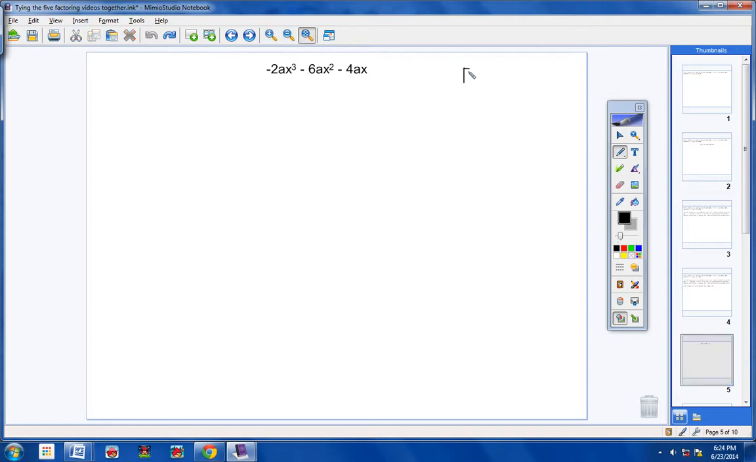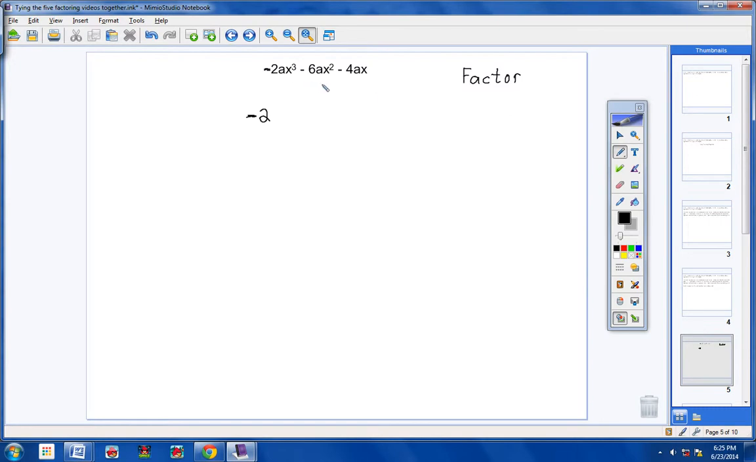Now, on a test or a quiz or a problem that we're working on in which you have to factor this trinomial, what would you do first? Well, you always pull out what's common first. And if your lead coefficient is negative, we usually, if not always, pull out a negative sign. Now, notice your coefficients are 2, 6, and 4. So the largest number that goes into all 3 coefficients would be 2. So I'm going to factor out a 2.